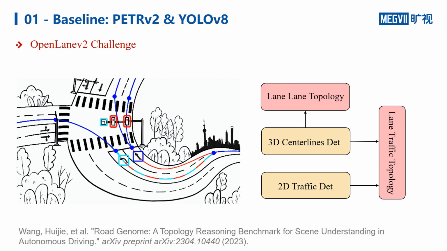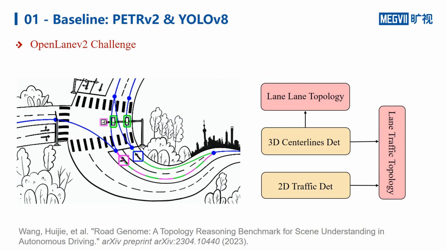The OpenLane Topology Challenge is for advanced research in understanding the structure of road scenes by examining the relationship between perceived entities, such as traffic elements and lanes. The dataset consists of 2,000 annotated road scenes that describe traffic elements and their correlation to the lanes. It comprises 4 primary subtasks, including the 3D centerlines detection, the 2D traffic elements detection, the topology relationship between traffic elements and 3D lanes, and the topology relationship between different 3D lanes.